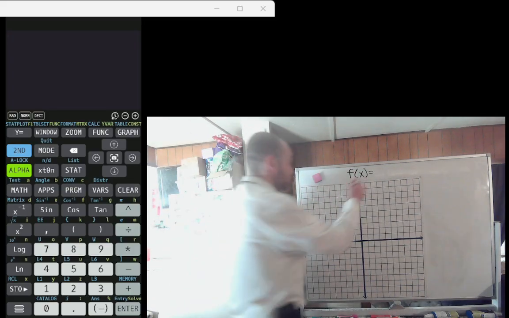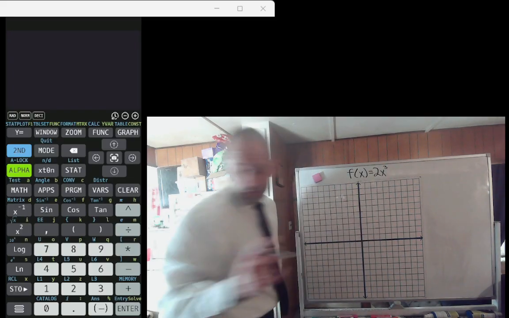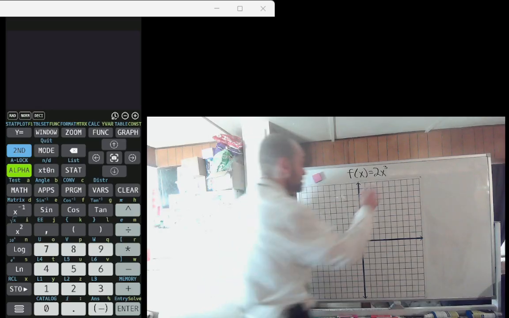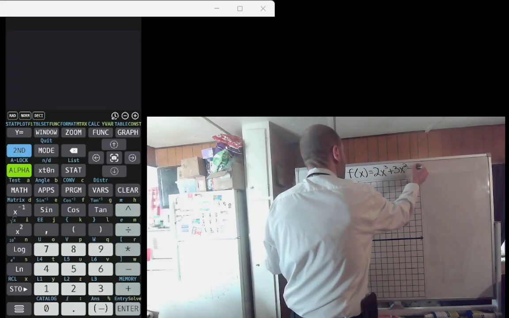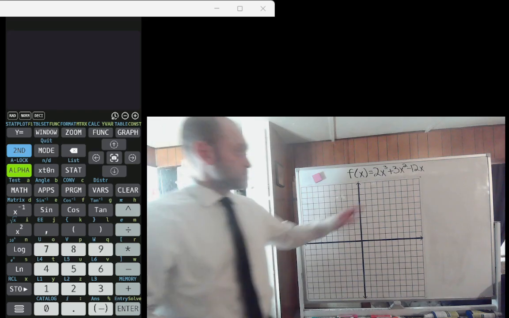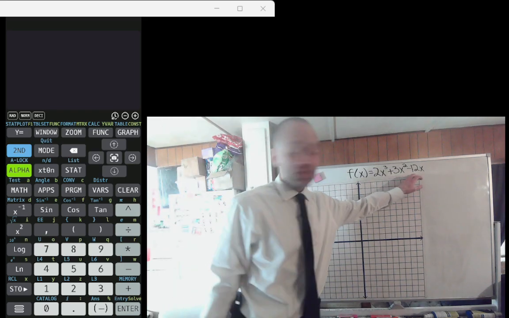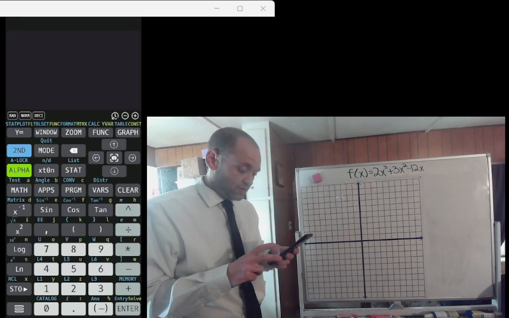What is the next one? Here's a cubic one. f of x equals 2x to the third plus 3x squared minus 12x. Alright, so f of x equals 2x to the third plus 3x squared minus 12x. Let's see what our relative maximums and minimums are.